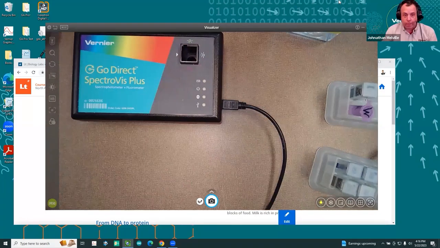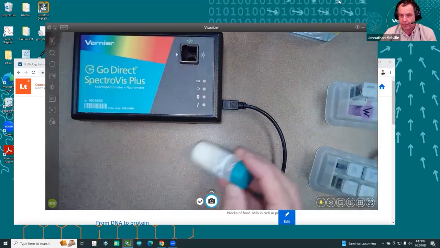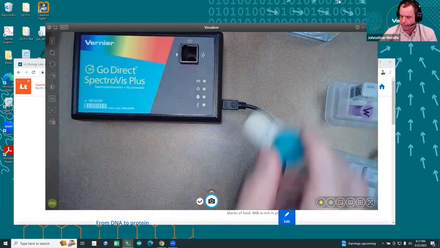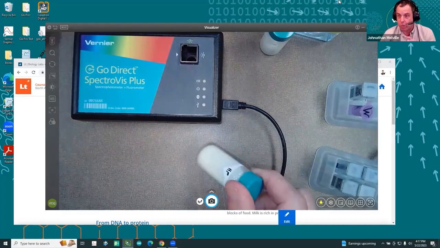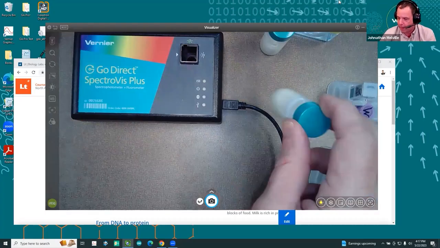It's also incredibly simple to prep and set up. You just need a little bit of milk or some high protein milk sample. So here's just some non-fat milk. This is just a high protein, quote unquote, milk that is at 100%.